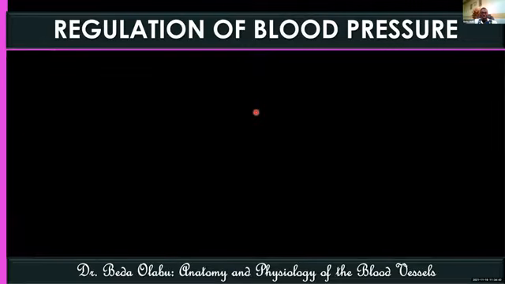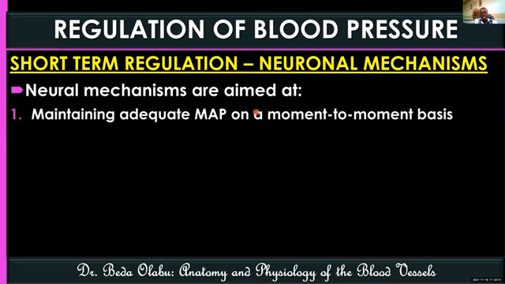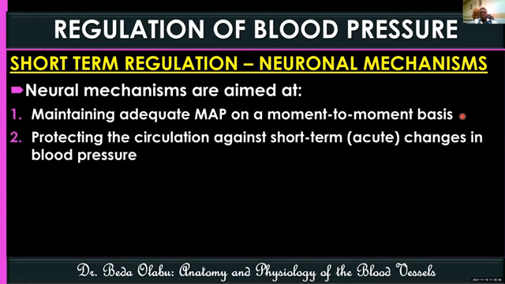So those are the neuronal mechanisms. I want you to understand that the neuronal mechanisms are aimed at maintaining the mean arterial pressure on a moment-to-moment basis. It can change even within 1 second. So it's an active thing going on even right now in you. It's a moment-to-moment basis. The neuronal mechanisms are aimed at protecting the circulation against short-term changes in blood pressure. So you don't want an abrupt change in blood pressure. So this protects the body against that.